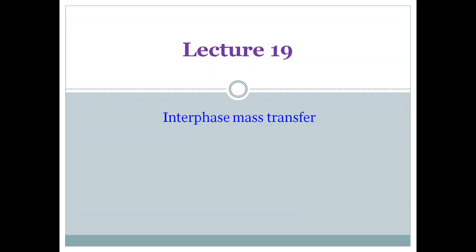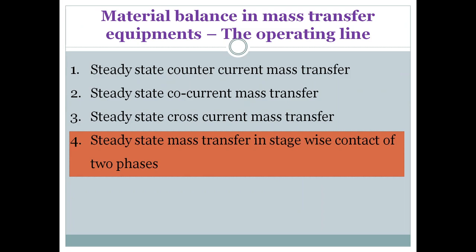Here we are discussing interface mass transfer. In interface mass transfer, we are discussing the material balance, and from the material balance we will get the operating line. There are four cases: the steady state counter current, steady state co-current, steady state cross current, and the fourth one is steady state mass transfer in phase wise contact of two phases.